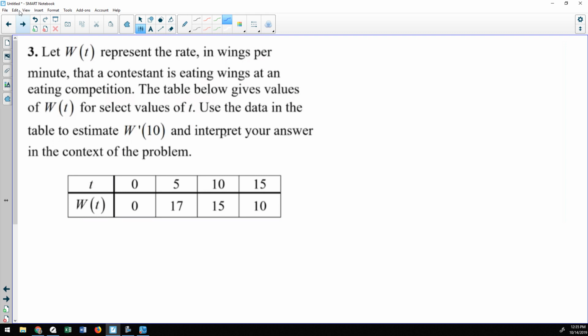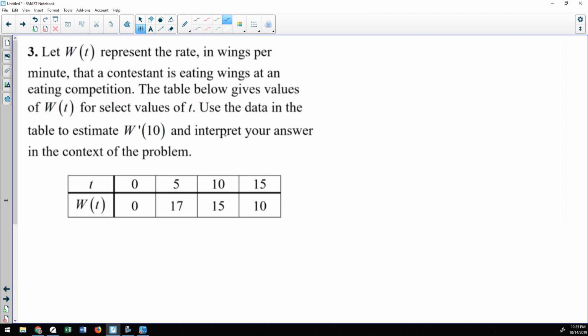One more example. Here we have a table of values that represents the rate in wings per minute that a contestant is eating wings at an eating competition. We have values of W given for selected values of t. Use the table to estimate W prime of 10 and then interpret your answer.